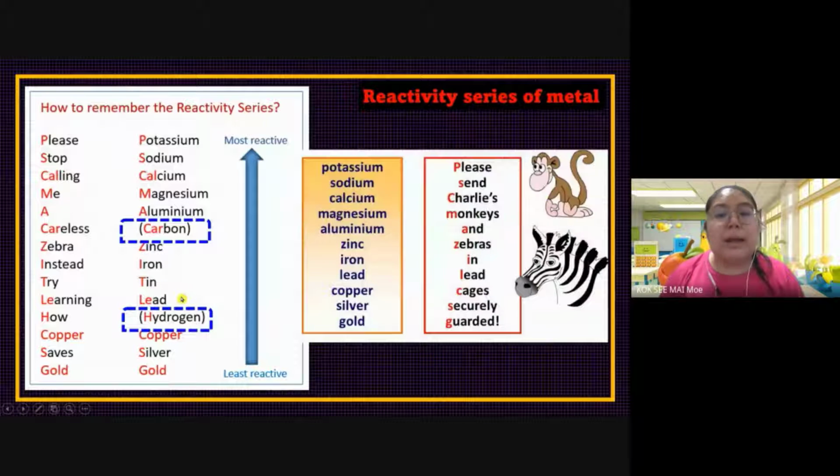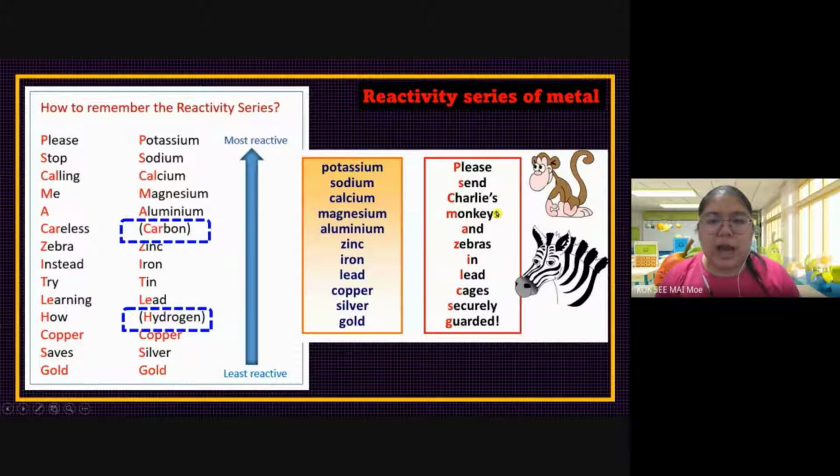You have 2 methods to memorize, depending on what works for you. This one includes carbon and also hydrogen. You can memorize the reactive series with: "Please stop calling me a careless zebra. Instead, try learning how copper saves gold." Another one you can learn like this.